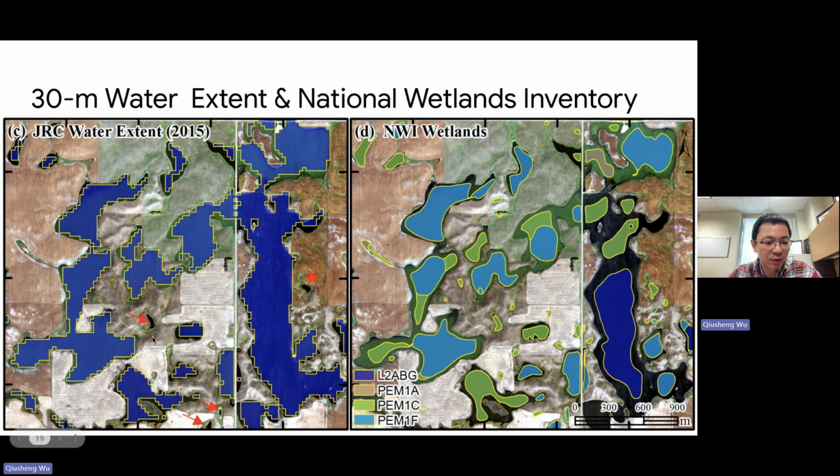Also, it meets some of the small surface water bodies. On the right here shows you the U.S. Fish and Wildlife Service National Wetlands Inventory. That one was manually delineated in the 1980s. So you can see now the water body actually expanded to much larger in this particular area, and the boundary doesn't really match with what we have right now.